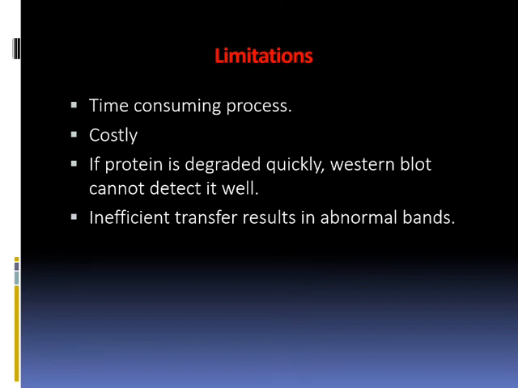But the limitations: it is a time-consuming process. It is very expensive because the primary antibody, secondary antibody, labeled antibody, and so many things are needed. If the protein denatures quickly, the Western blot cannot detect it well. Once it is degraded, it cannot be used. Insufficient transfer results in an abnormal blot.